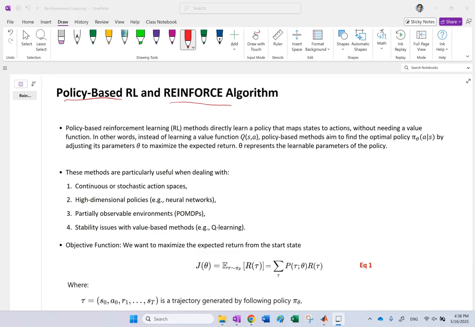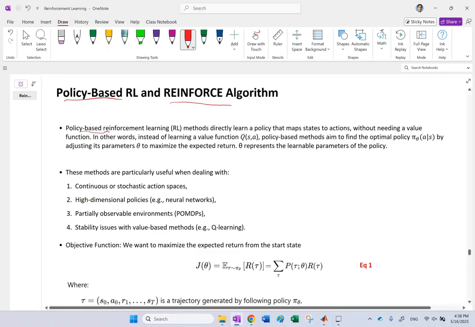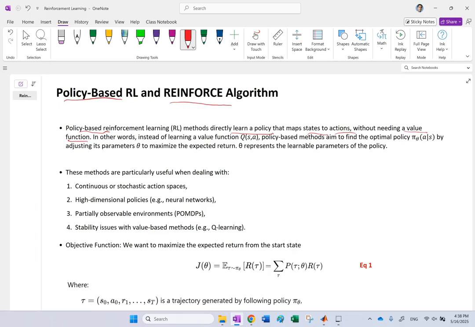The major difference between policy-based and the previous ones, value-based, is that the policy-based methods directly learn the policy that maps the states to actions. They do not need to have these estimates, which we call value functions, okay? Whether a state value function or a state-action value function, those V's or Q's, they don't need that. They directly learn the policy, okay? So their goal is to directly find the optimal policy, pi of theta of A given S.